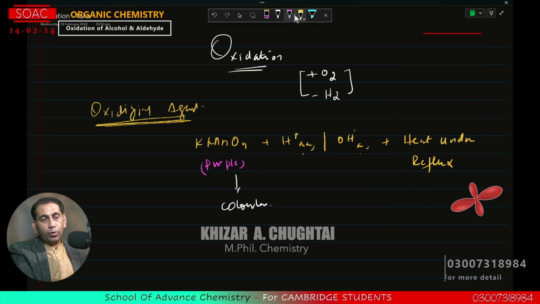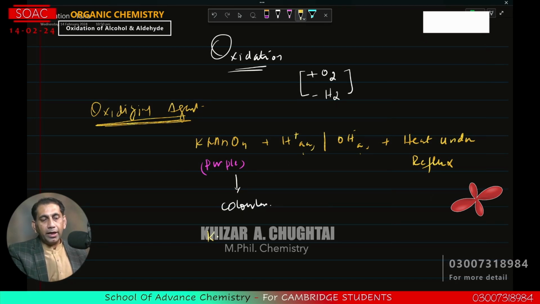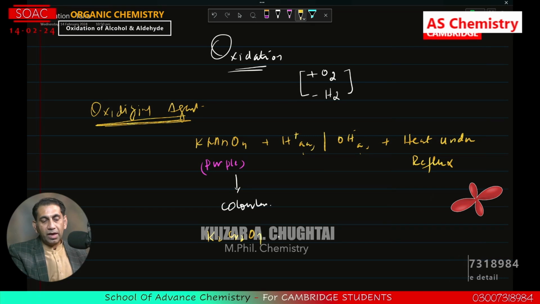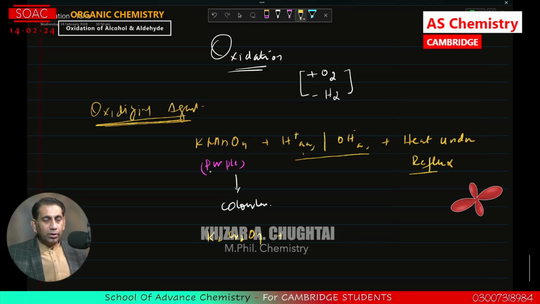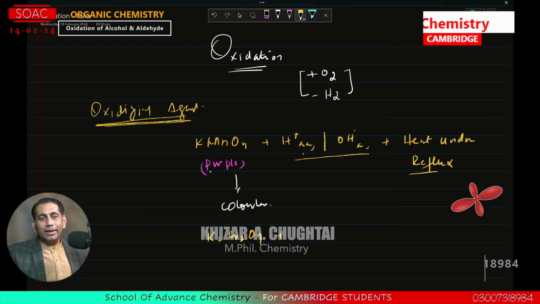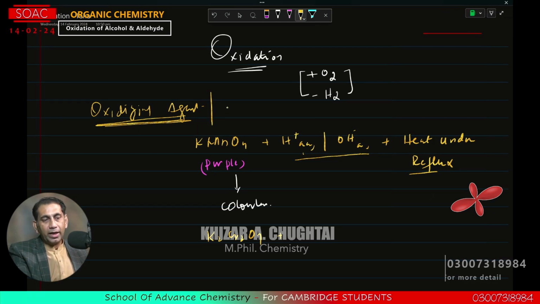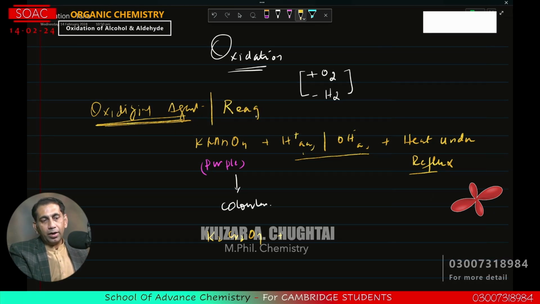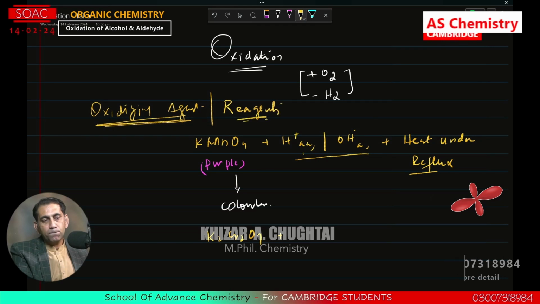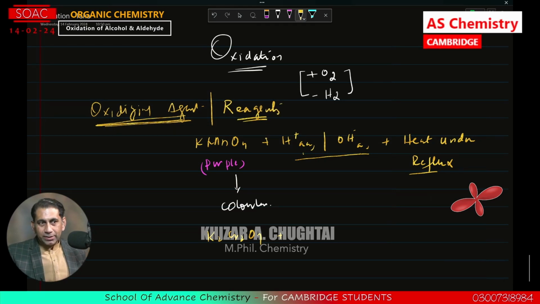Next reagent, what is the next reagent? That is K2Cr2O7. It is called potassium dichromate. Again, here I am going to tell you the condition. These are called conditions. These are called reagents. KMnO4 and K2Cr2O7 are oxidizing agents, as well as being called reagents. They are also said to be co-reactants. Co-reactant means a second reactant.